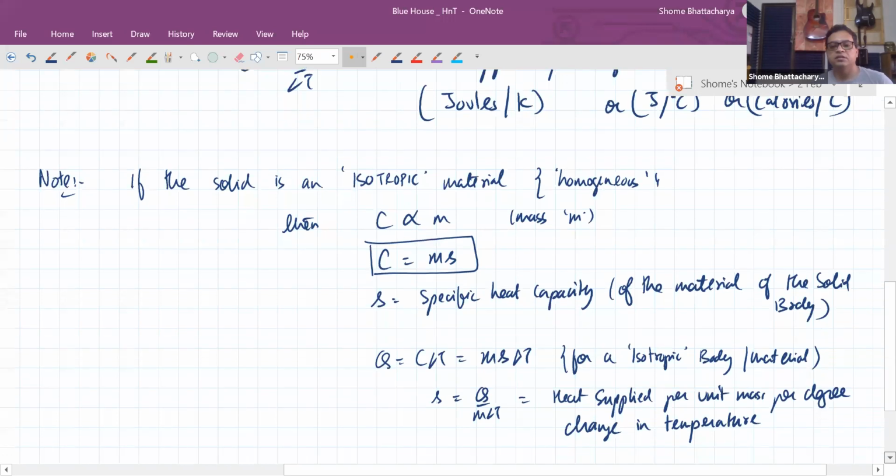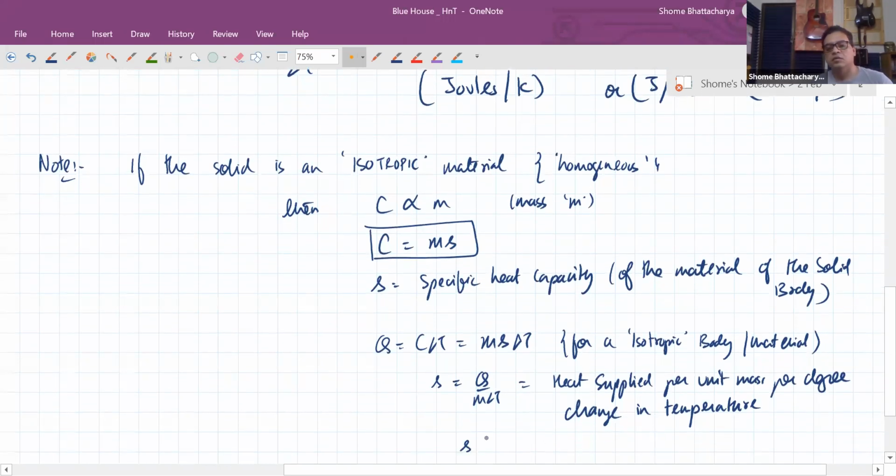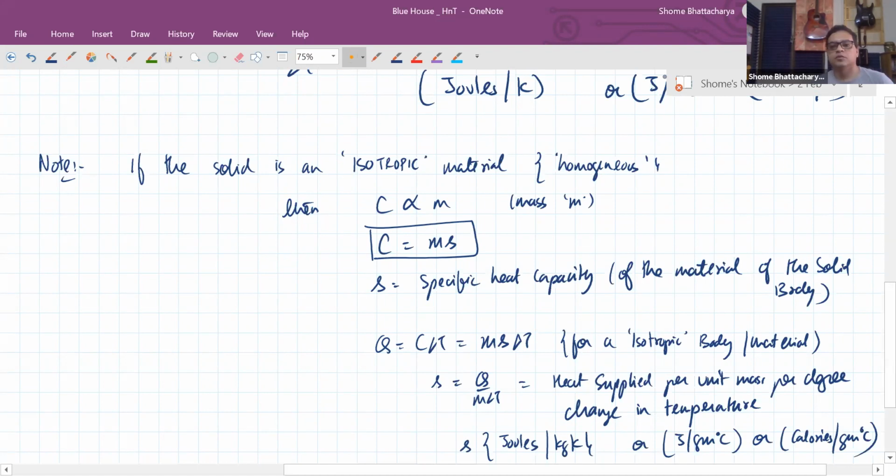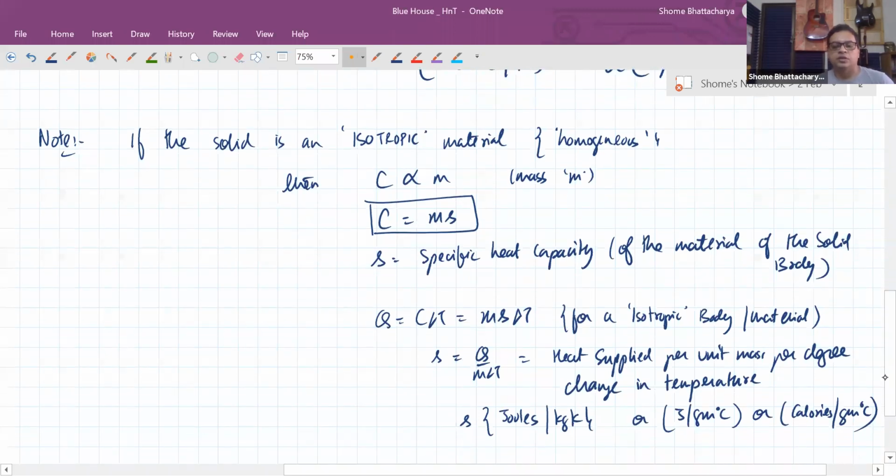So S is measured in joules per kilogram Kelvin. That is the SI unit. But we sometimes also measure it in joules per gram degree C or calories per gram degree C. Okay. Just write it down, Shikhar. It's self-explanatory. Okay.